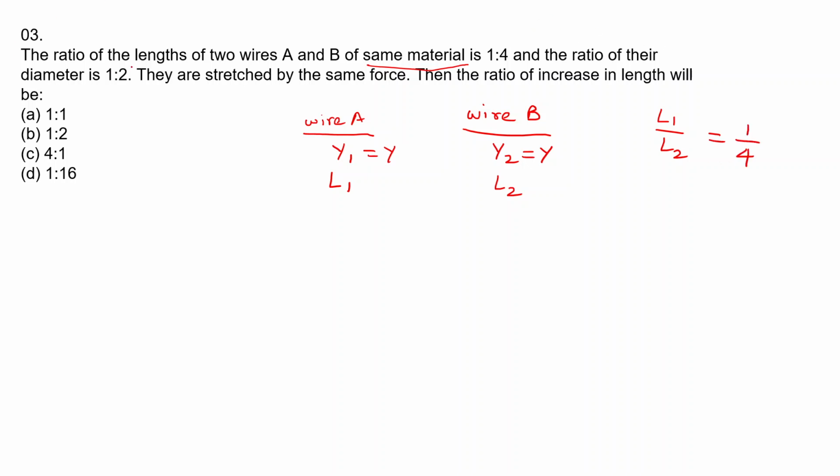And the ratio of their diameter is 1/2. The diameter of wire A I am calling D1, and the diameter of wire B I am calling D2. In the problem it has been told that the ratio of their diameter is 1/2. They are stretched by the same force, so I am applying the same force on both the wires. Then we have been asked for the ratio of increase in length. Increase in length means delta L, and the ratio means we have been asked to calculate delta L1 by delta L2.